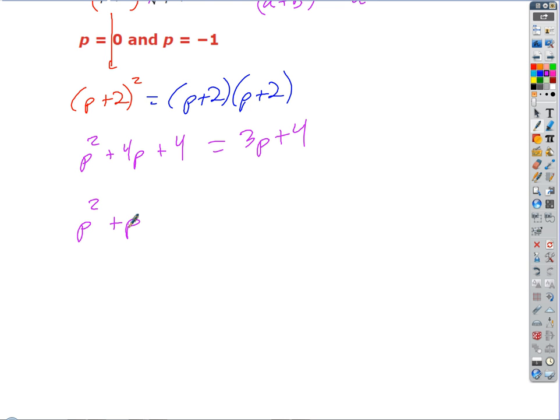1, right? 4p minus 3p. And then if I subtract 4 from both sides, those just go away, right? So there's my quadratic equation. Now that's an easy one. It's a little bit different looking than the ones we usually do, but we've done some like this before. It's easy, right? We don't have to think about magic numbers or anything.